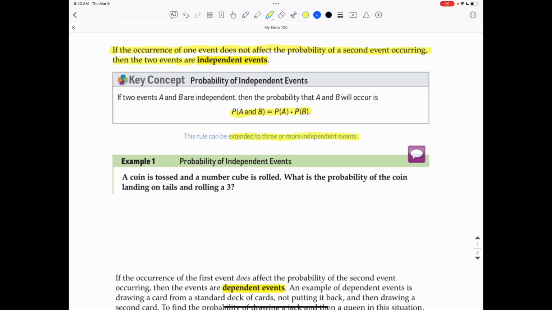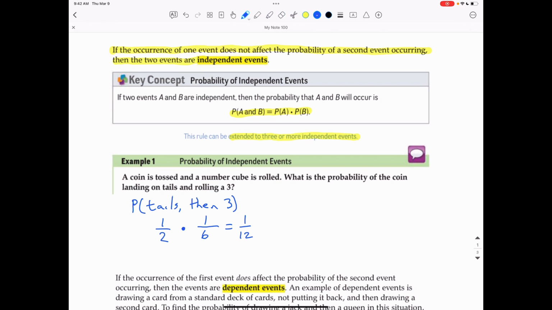So the first example is that a coin is tossed and a number cube is rolled. Find the probability that the coin lands on tails and the die rolls a 3. So we're trying to find the probability of tails, then a 3. The probability that tails happens would be 1 out of 2. One side is a tail out of the 2 total sides. We would take that times the probability of rolling a 3. The probability of rolling a 3 is 1, one 3 on a die out of the 6 total sides, and 1/2 times 1/6 is 1/12.